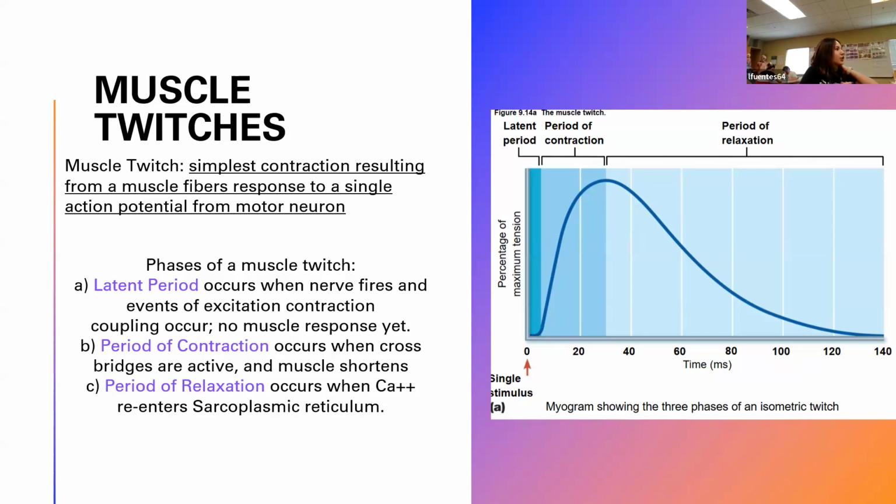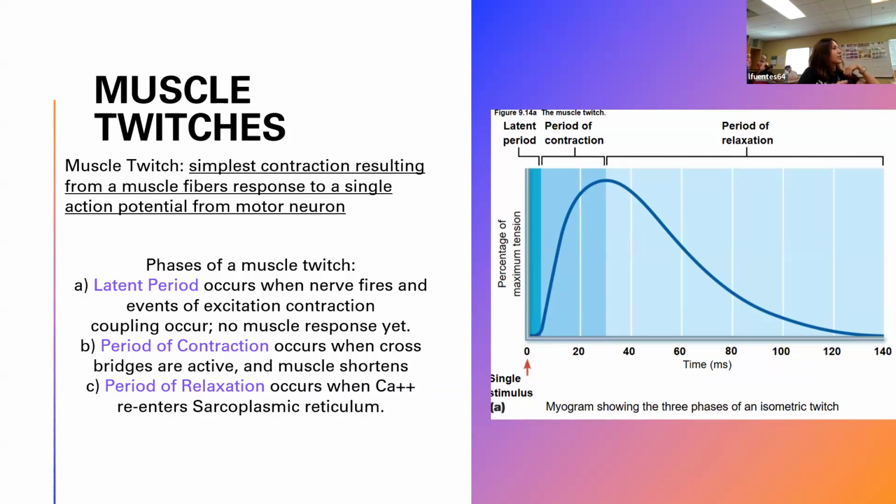The latent period occurs when nerve fires and events of excitation-contraction coupling occur. At this point, there is no muscle response. I can also see that being a question, true or false. In the latent period, there is muscle response, false. So during latent period, there is no muscle response.